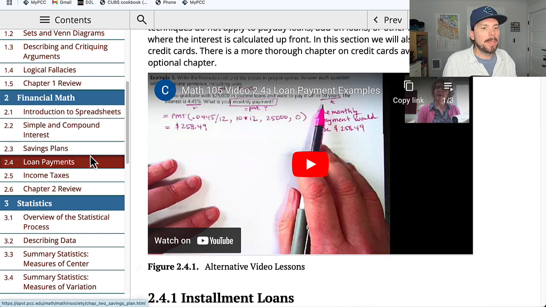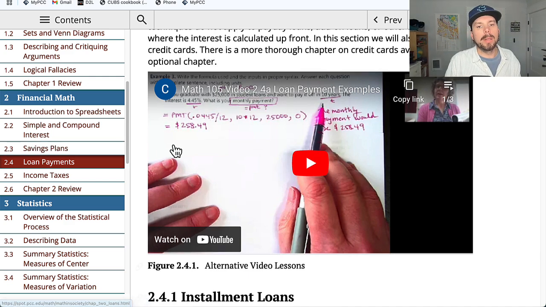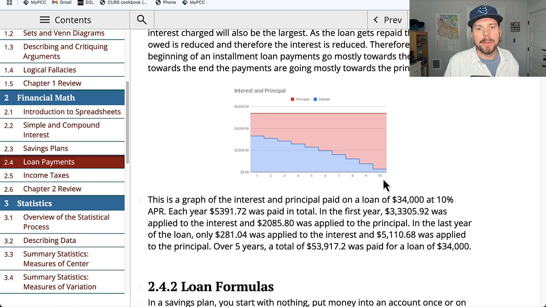So it's a bit different from savings plans, where you're building up the balance with both the payments and the interest. Instead, we're paying down a balance, but we're constantly working against it. They give you a graph here to show how that would look. At the very end, your payments are doing a lot more than at the beginning because there's less interest working against you as that principal goes down.